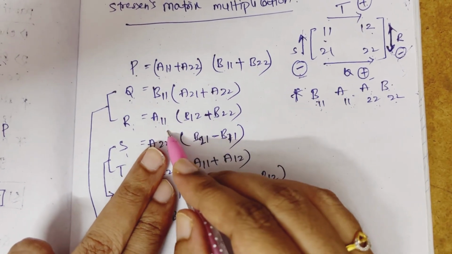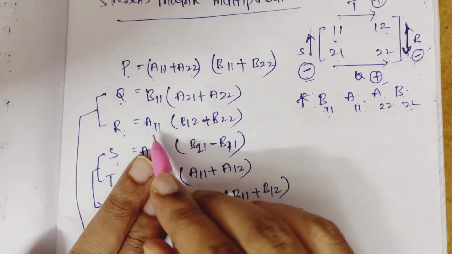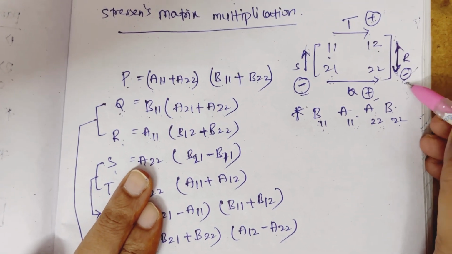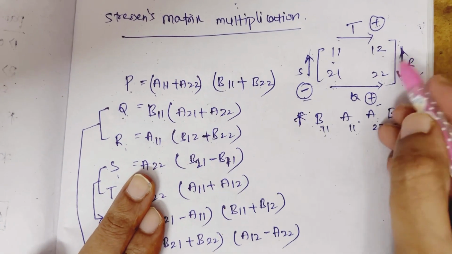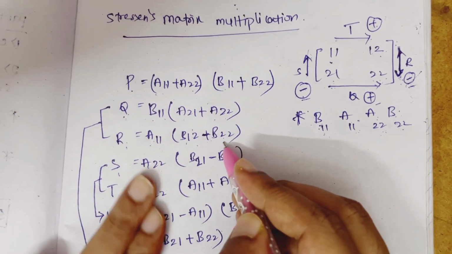And R. For R we already wrote A11. If A11 is there, within the braces we have to write the B value. So what is the R value? It is top to bottom, so we have to take the negative symbol: B12 minus B22.